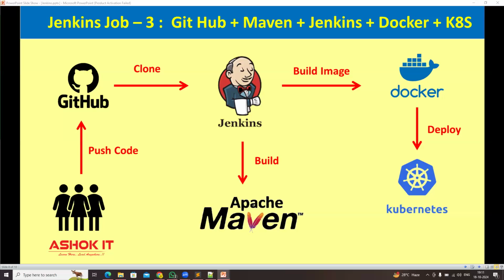Good, perfect. What is the difference between why Maven is required and why Docker is required? What is the role of Maven? What is the role of Docker? Maven is responsible for downloading the libraries which are used to develop the code. Docker is going to download the dependencies which are used to execute the application. You got the difference? Perfect.